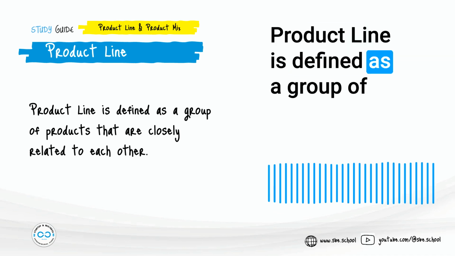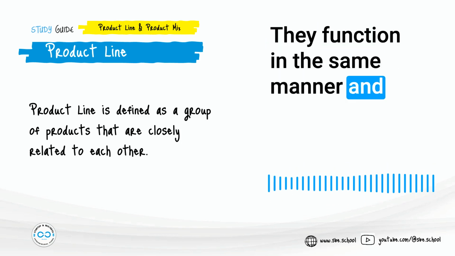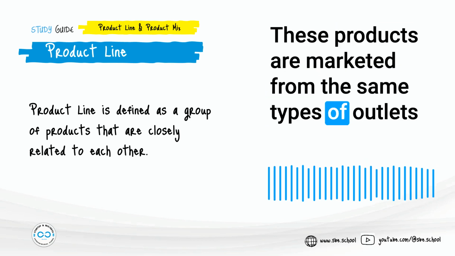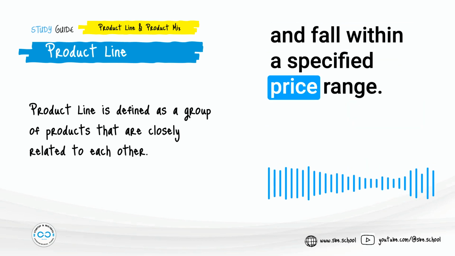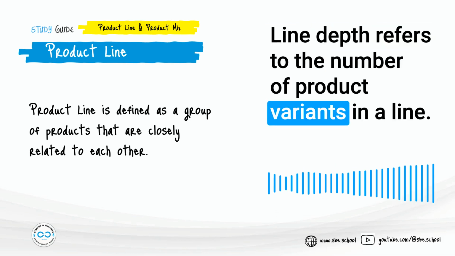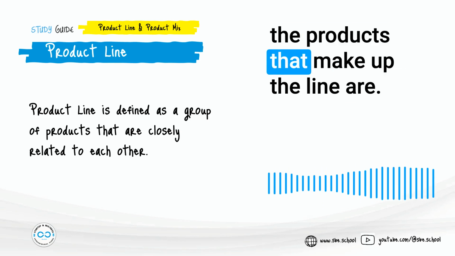Product line is defined as a group of products that are closely related to each other. They function in the same manner and are sold to the same customer groups. These products are marketed from the same types of outlets and fall within a specified price range. Line depth refers to the number of product variants in a line. Line consistency refers to how closely related the products that make up the line are.